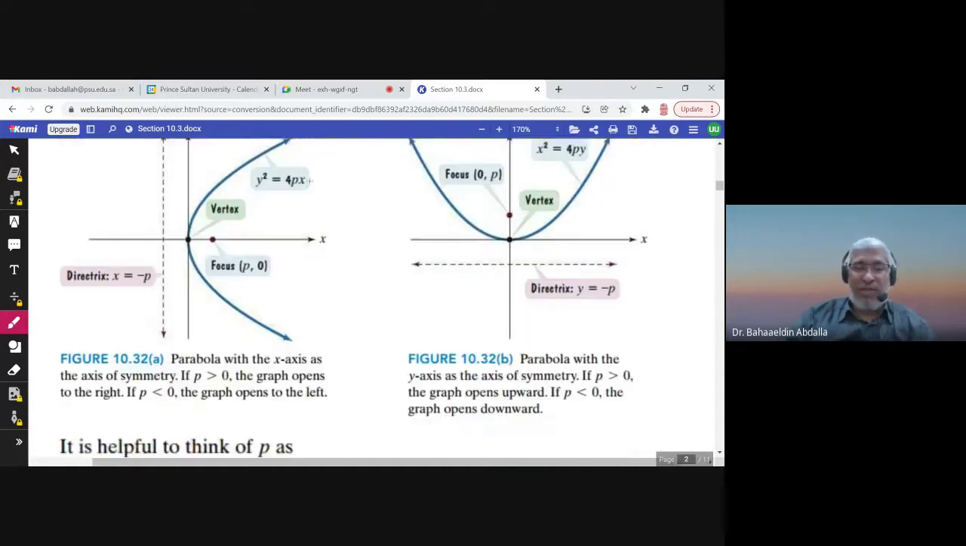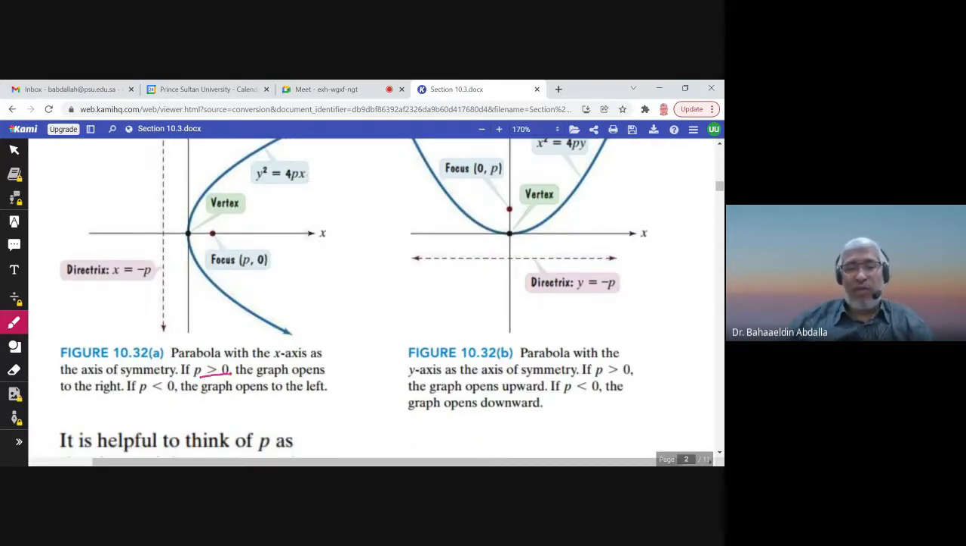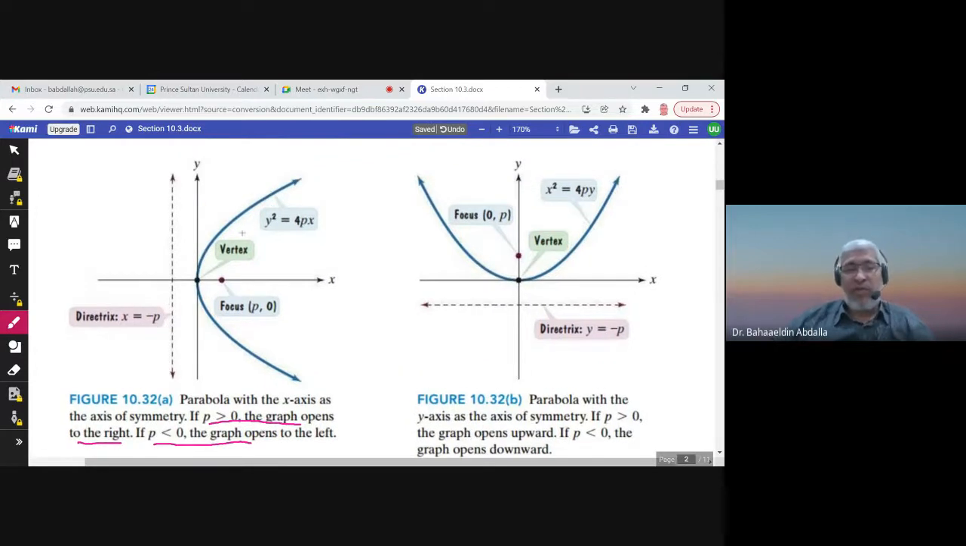If p is positive, the graph opens to the right. And if p is negative, the graph opens to the left. The coordinates of the focus, if the graph opens to the right, would be p and 0. The directrix will have the equation x equals negative p. If the graph opens to the left, then also the coordinates of the focus would be p and 0, because p in this case would be negative. And the directrix will have the equation x equals negative p also, because p would be negative.